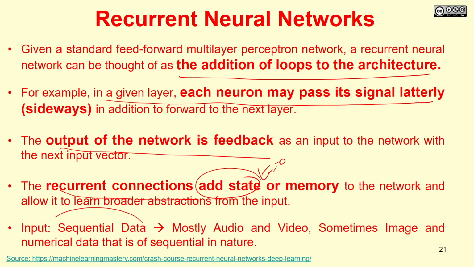So, the input to this recurrent network is sequential data. What are the examples of sequential data? Audio data, video data, sometimes text, but text requires some additional things with respect to NLP. So, those are all sequential data. That you should remember, right.